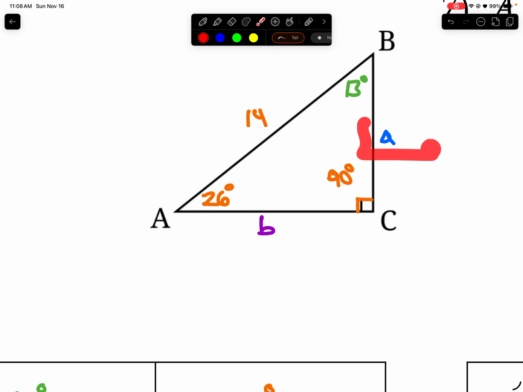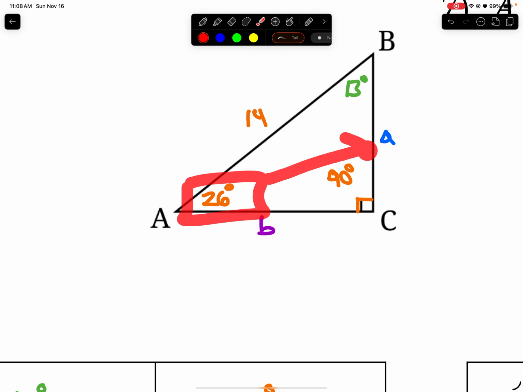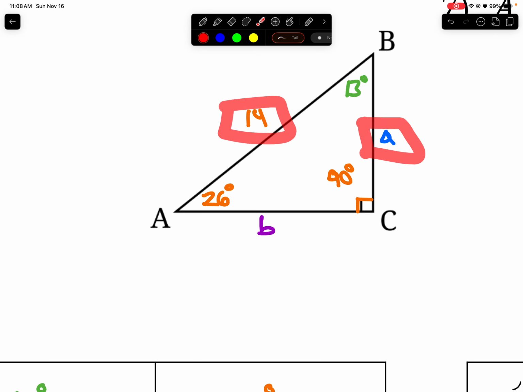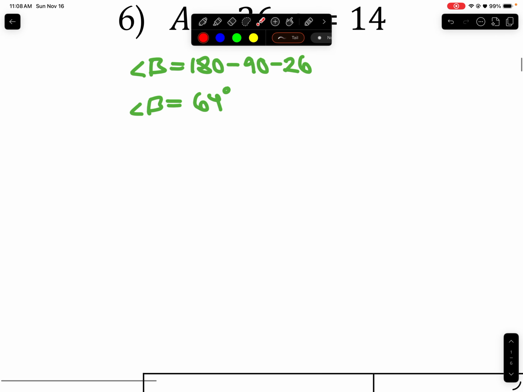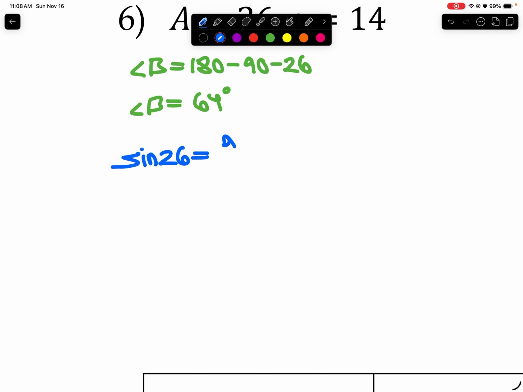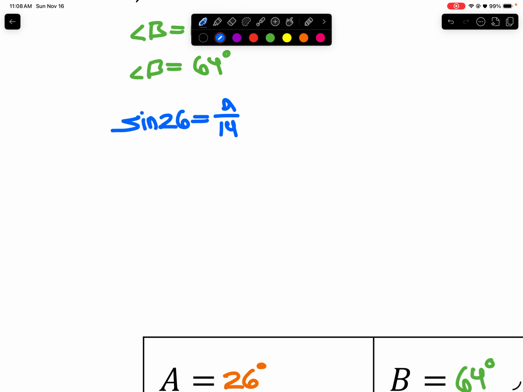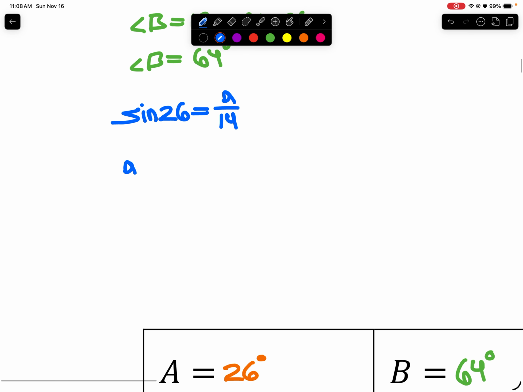So if I want to find side A, I know I have 26 degrees over here, and I know side A is opposite of it, and I'm also given the hypotenuse. So think of a ratio that uses the opposite and the hypotenuse. That tells me I want to use my sine ratio. My setup here is sine of the angle, which is 26 degrees, equals the opposite, which is my A value, over the hypotenuse, which is 14. We're going to solve this equation for my A value, so I'm going to multiply both sides by 14. So my A value is going to equal 14 times sine of 26.